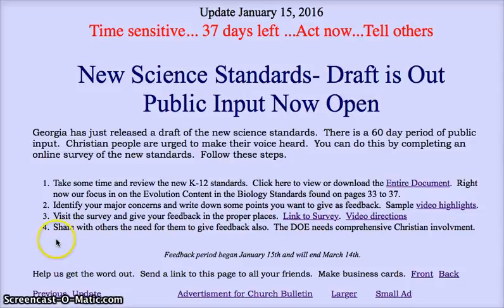But if you notice the last step, share with others. And yes, the Department of Education needs a pretty good amount of Christian involvement in this. And that's because if there's going to be any walking back of the evolution, there must be some type of documented response from Christian folks. So this is why it is extremely important to get this message out. So that's what this last statement is. Help get us the word out.